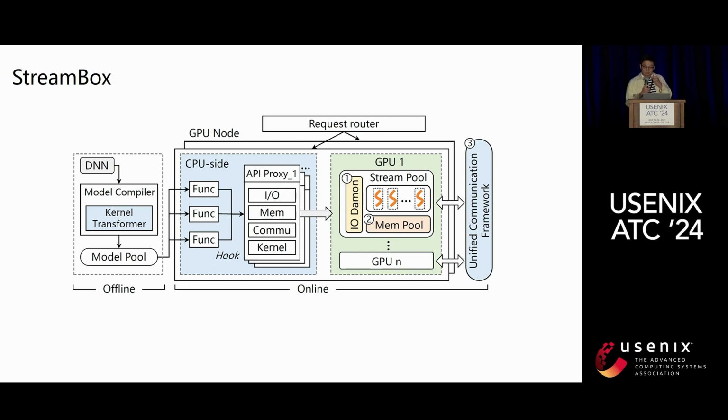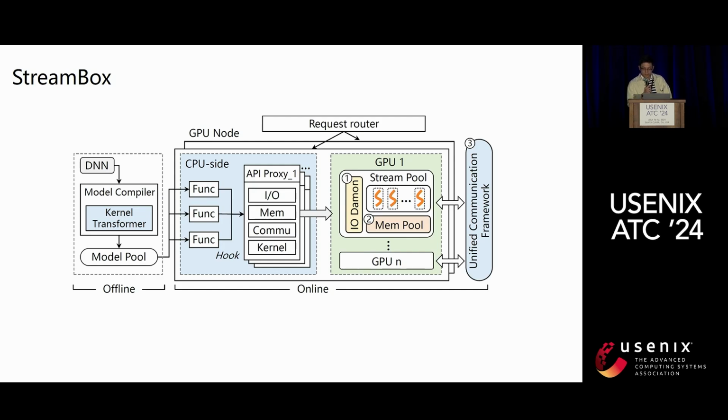So this slide shows the architecture of StreamBox. In the online phase, StreamBox hooks various GPU APIs from functions and forwards them to API proxies. An API proxy is responsible for an application. The API proxy allocates a stream to execute a function's API. In the offline phase, StreamBox will recompile the DNN model's kernel so that it can support GPU partitioning at the software layer. The recompiled model is stored in the model pool for reuse.